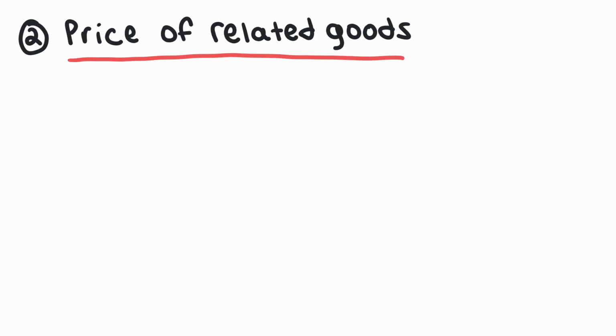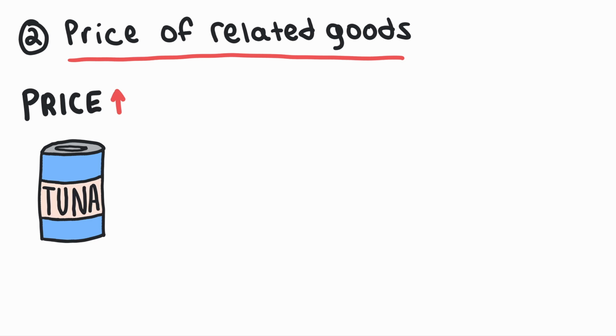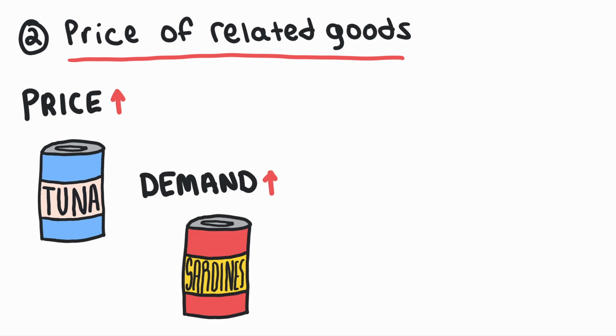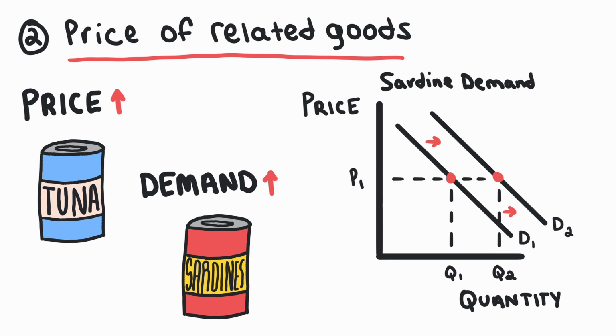Second, the price of related goods. If a close substitute to sardines, like tuna, goes up in price, canned fish lovers might start buying less tuna and more sardines. While this situation does involve price, it's not the price of sardines that's changing, but rather the price of related goods. The third shift is a change in income.